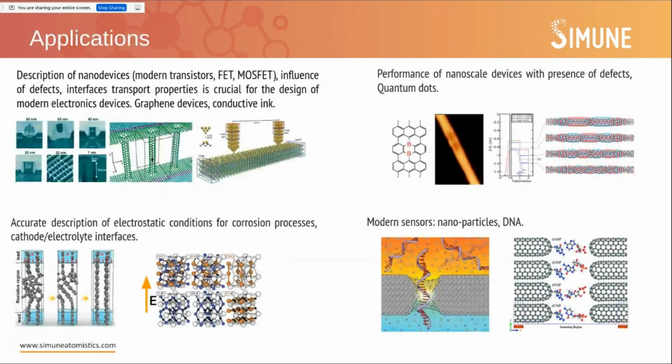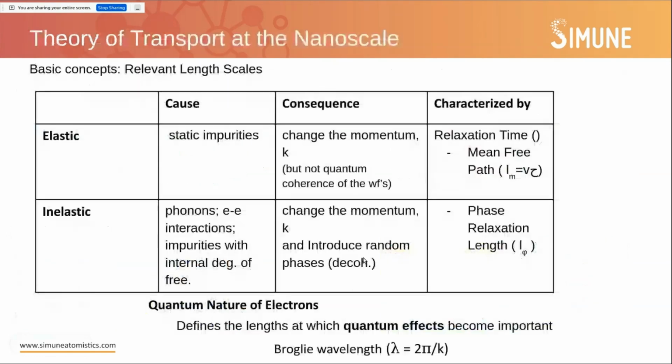And this method can find application in many fields, as I told, for description of electronic nanodevices, transistors, graphene devices, conductive inks, for nanoscale devices when there are defects or quantum dots, and for such processes as corrosion, where it's important to consider processes with bias applied, and for sensors, and for many other systems.